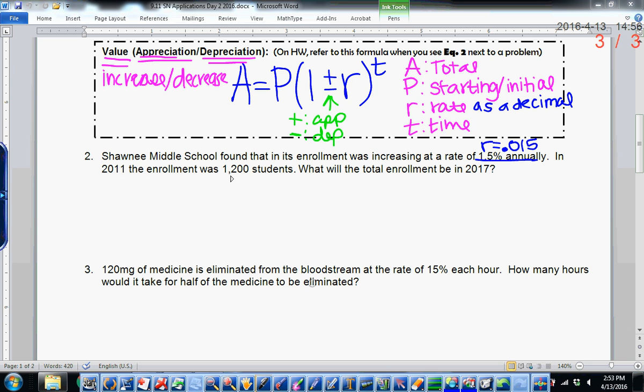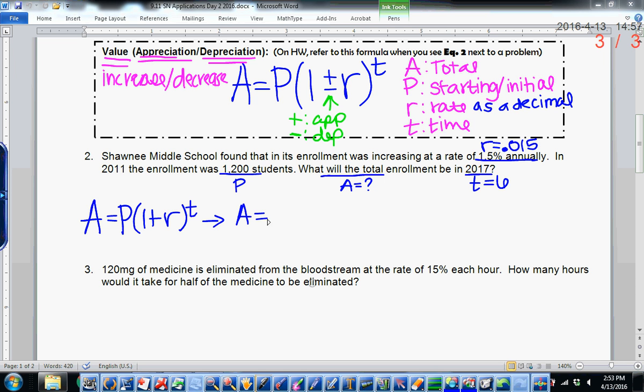Okay, in 2011, it was 1,200 students, so that's our P value. What will the total be? So that's asking us to find A. And 2017 tells us that our time is 6 years. Okay, is this appreciating or depreciating? Appreciating. So we're going to use our addition. So A equals P times 1 plus R to the T power.